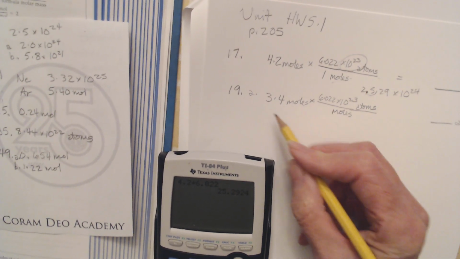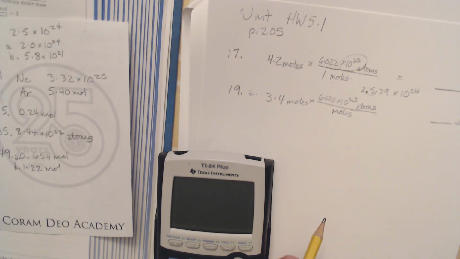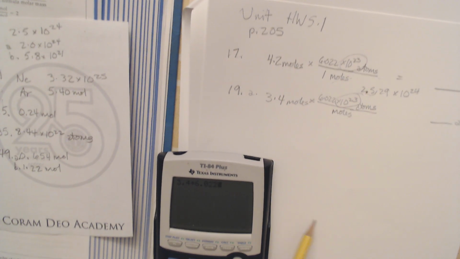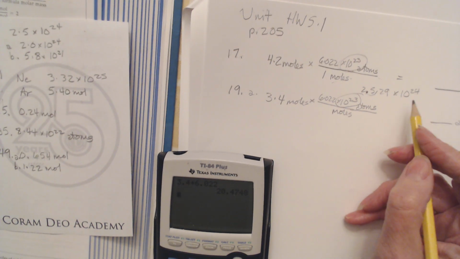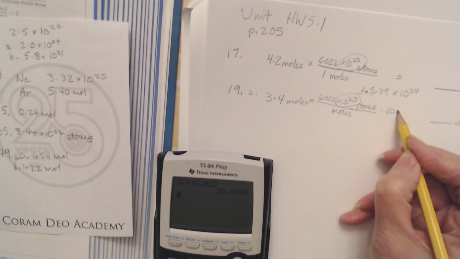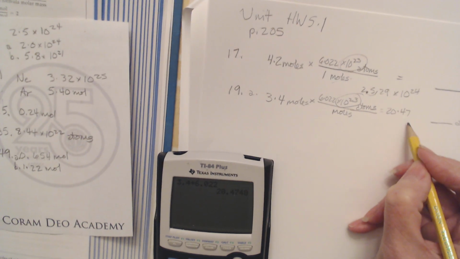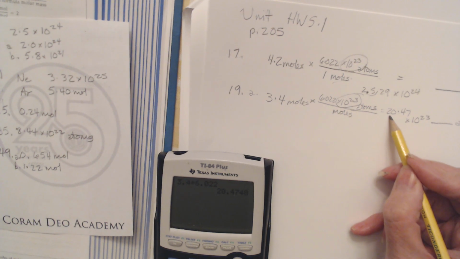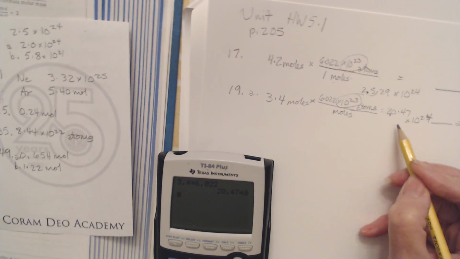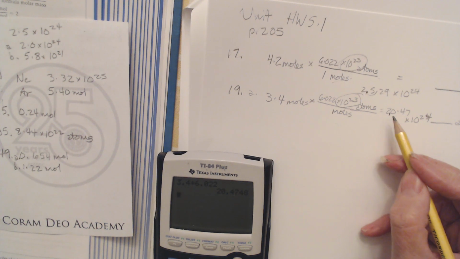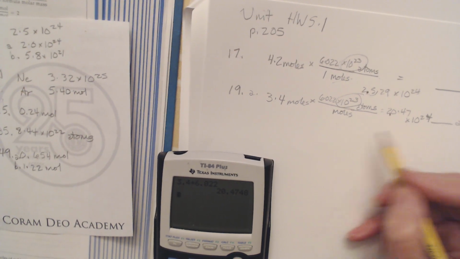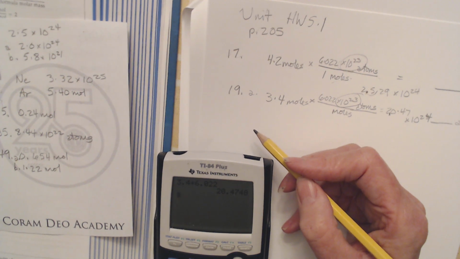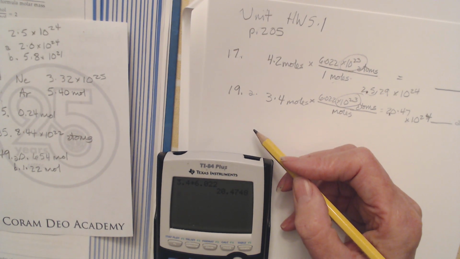So once again, now all I'm doing is multiplying 3.4 times 6.022, enter, and I get 20.47 times 10 to the 23rd. I circle it so that I remember to go back and get it. Again, I've got a problem, right? So divide by 10 here, multiply by 10 here. So my answer is basically 2.0 times 10 to the 24th atoms. So that was A. B, you know what? It's going to be the same exact thing.